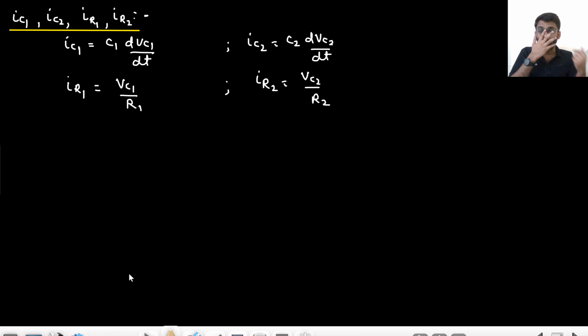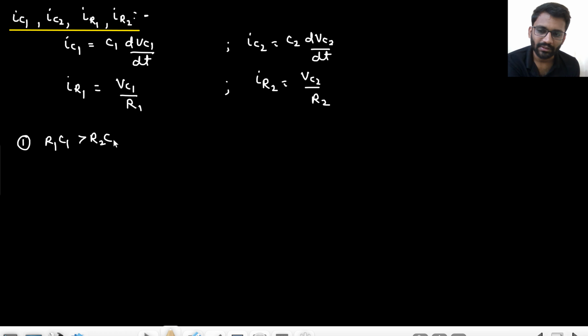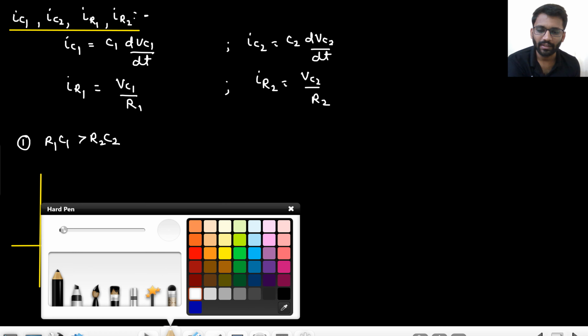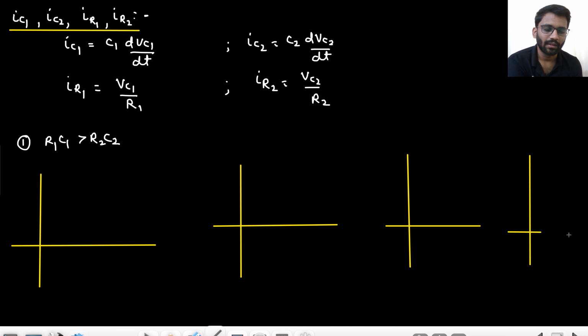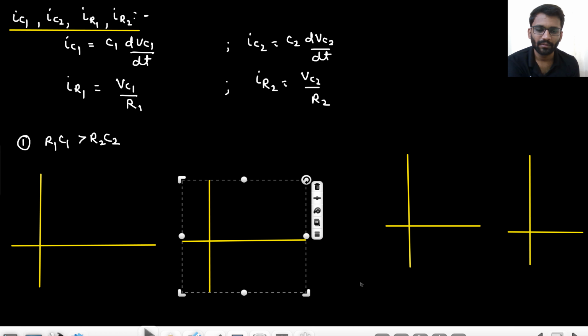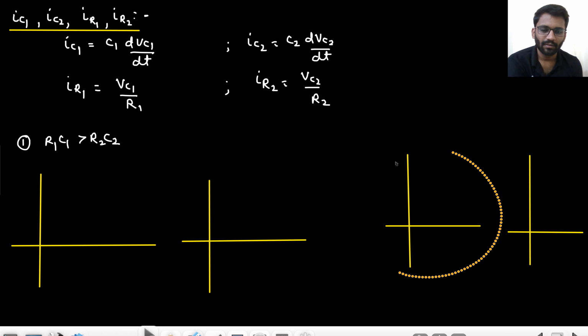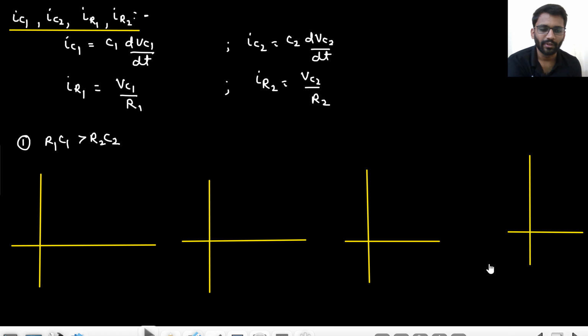Now for the first case, we will not write down the values. You can differentiate and write down the values. For the first case, R1 C1 greater than R2 C2, I will draw the graph of IC1, then the graph of IC2, the graph of IR1, and the graph of IR2. All four graphs I will draw. Values we will not find.